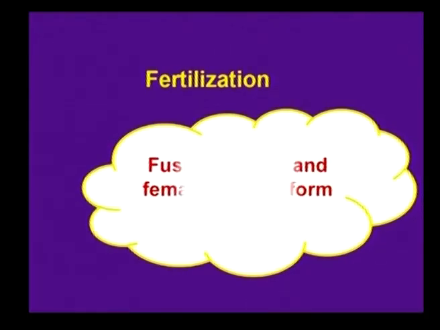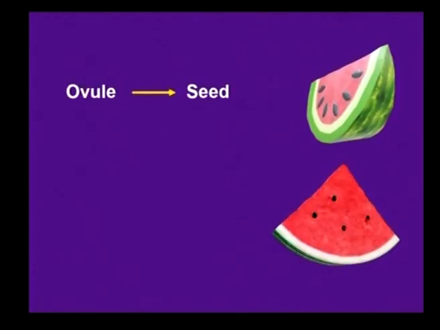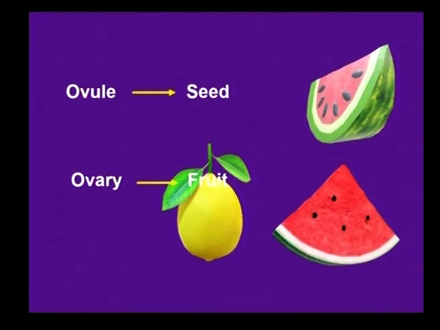Pollination results in fertilization. Fusion of male and female parts to form a zygote is known as fertilization. Then how are fruits and seeds formed? The ovule changes into seed and the ovary changes into fruit.